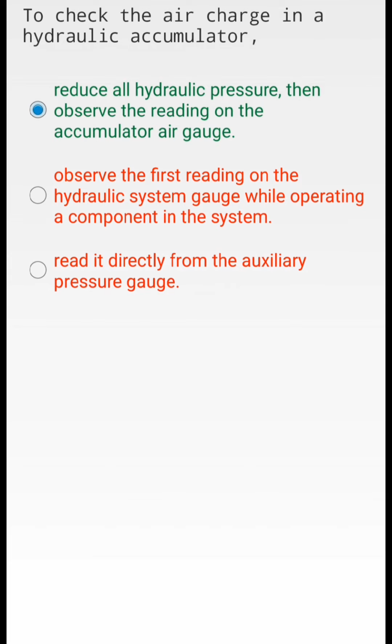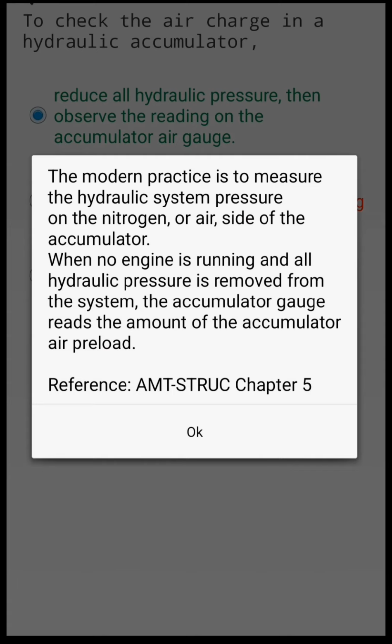To check the air charge in a hydraulic accumulator, reduce all hydraulic pressure, then observe the reading on the accumulator air gauge. The modern practice is to measure the hydraulic system pressure on the nitrogen or air side of the accumulator. When no engine is running and all hydraulic pressure is removed from the system, the accumulator gauge reads the amount of the accumulator air preload.